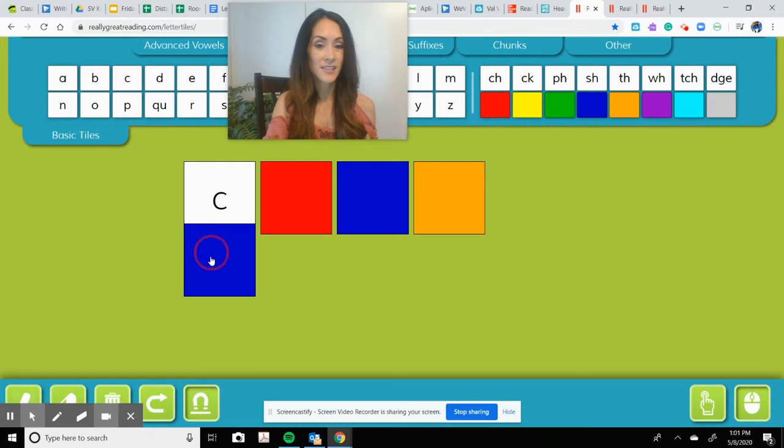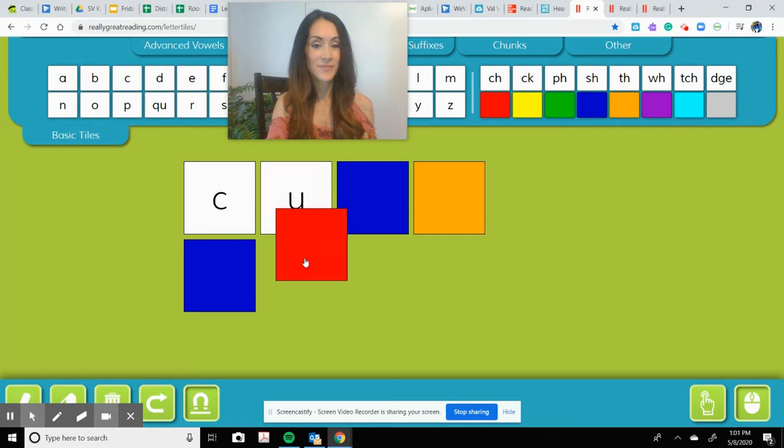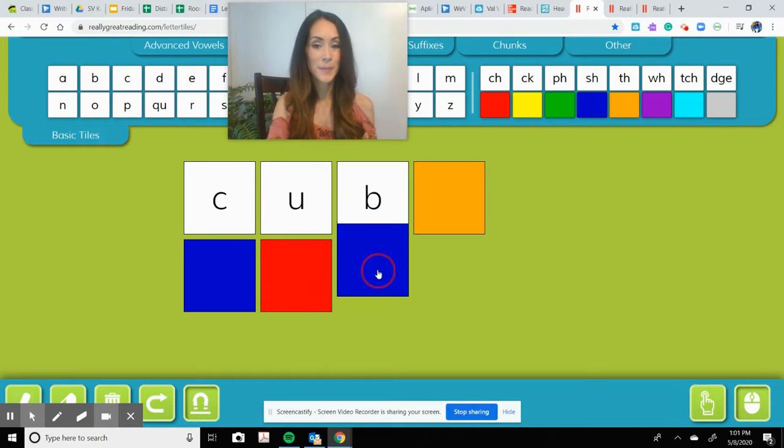So we know that before we add the magic E, the U says its short sound. Let's try it out. This first sound is K. And here we have, the line is first, so I know to make a line with my lips. B. K, B. Stretch it out. What word do you have if we have this CVC word?